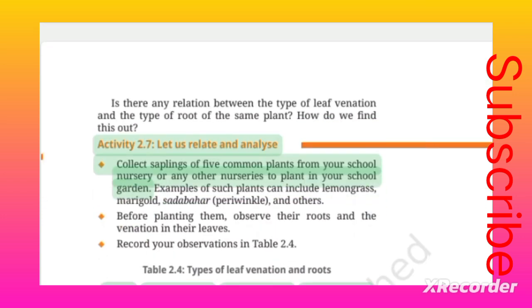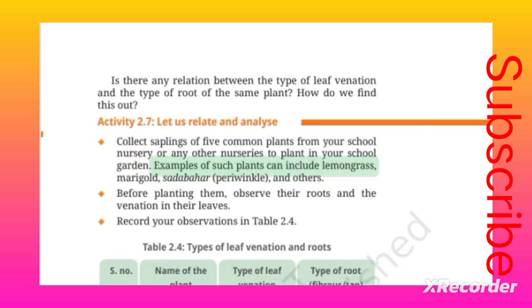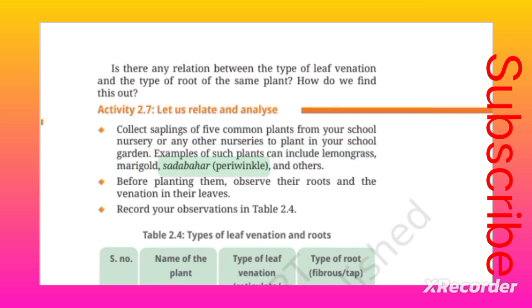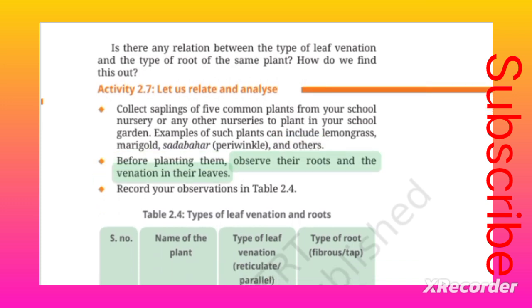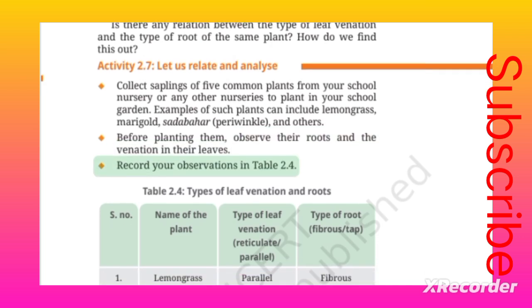Activity 2.7. Let us relate and analyze. Collect saplings of 5 common plants from your school nursery or any other nurseries to plant in your school garden. Examples of such plants can include lemongrass, marigold, sadabahar periwinkle, and others. Before planting them, observe their roots and the venation in their leaves. Record your observations in Table 2.4.